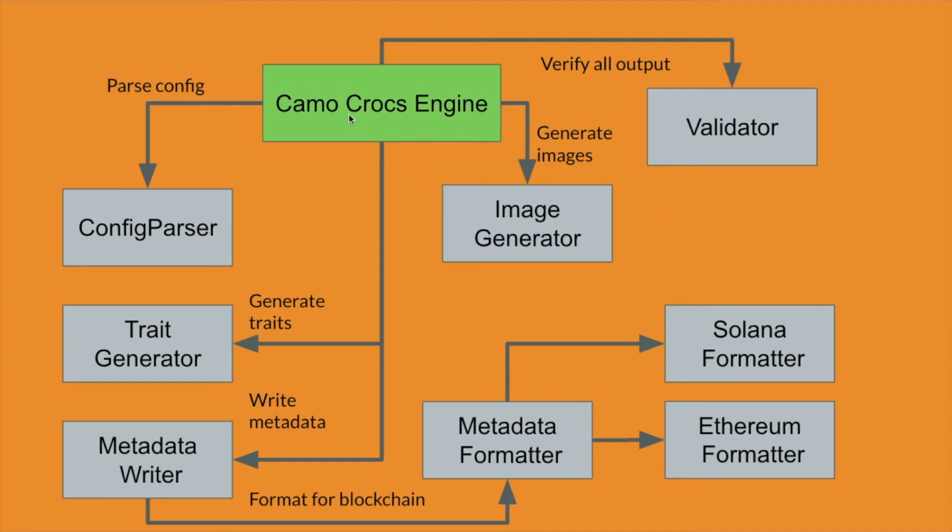At the center of action is this Camo Crocs engine. This is the script that we've been running to get all the output. When this starts, the first thing it does is talk to this config parser module, which pulls the config.json and parses it and gives back a parsed configuration.